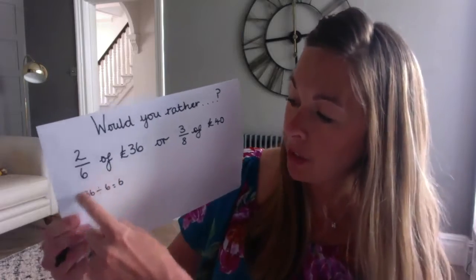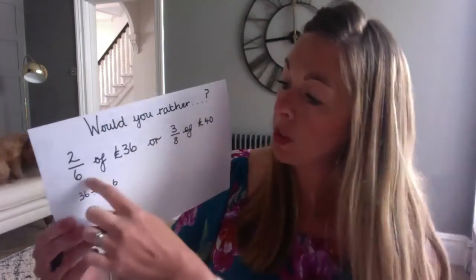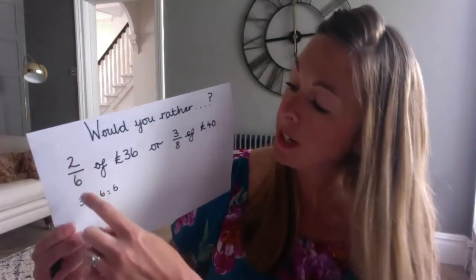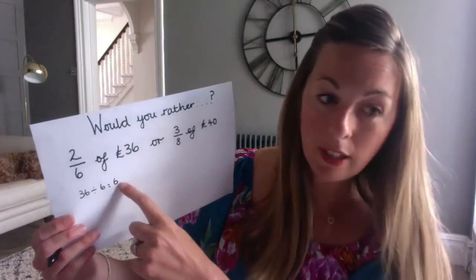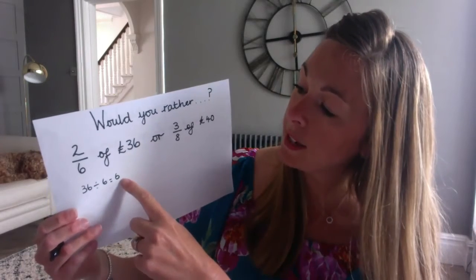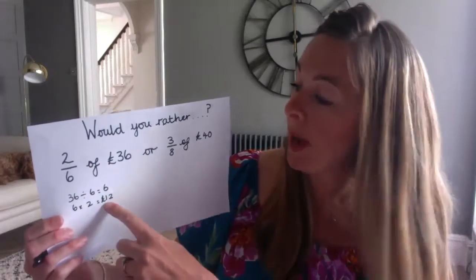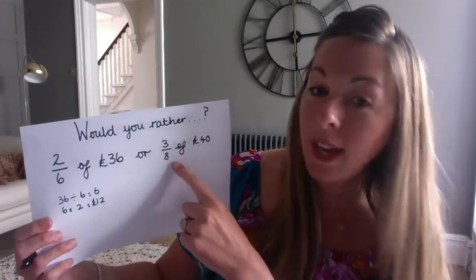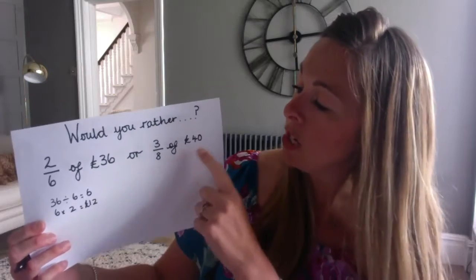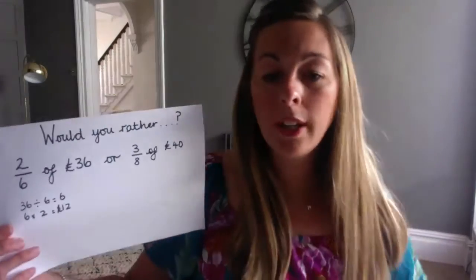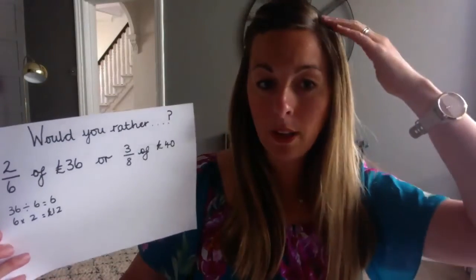And then I've got to multiply by the top. So I've got to multiply by the numerator. So now my answer here is 6. So I'm going to multiply this answer by the numerator, which is 2. So 6 times 2 is 12, and £12. So 2/6 of £36 is £12. Now 3/8 of £40. So remember the rhyme, I divide by the bottom and multiply by the top.